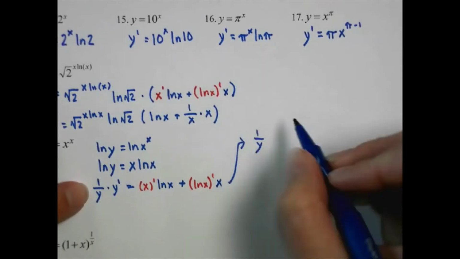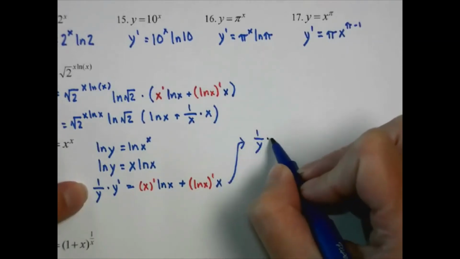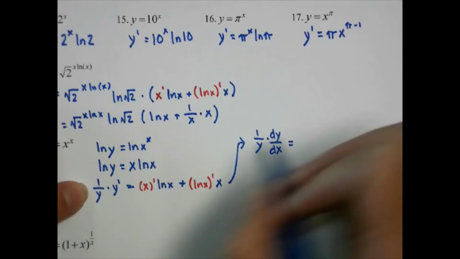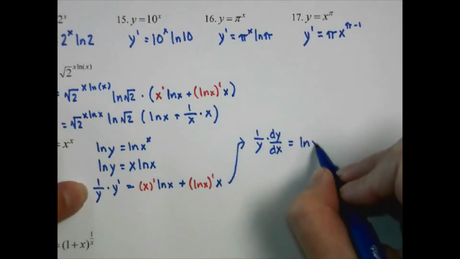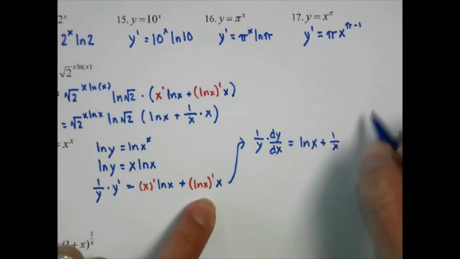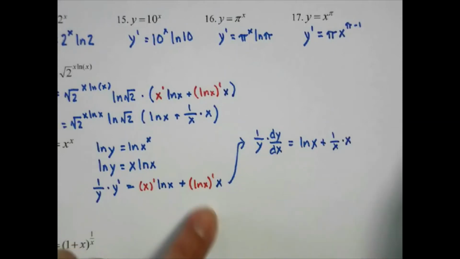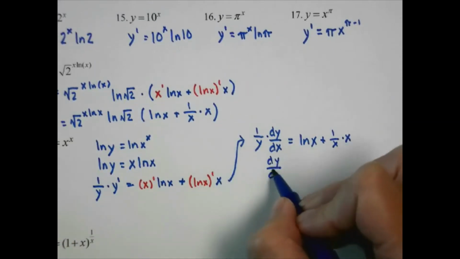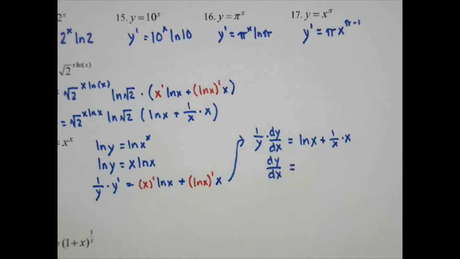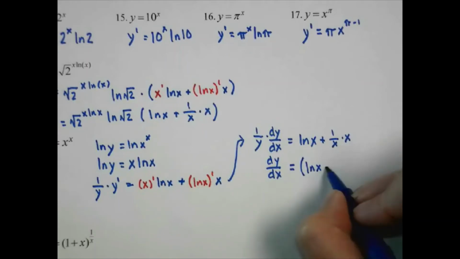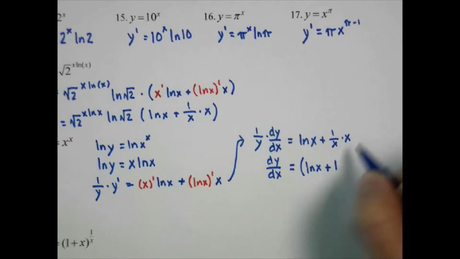So 1 over y times, I'll go ahead and replace that with dy dx, equals 1 natural log of x plus 1 over x times x. So I'm going to have dy dx equals, I'm going to do two things in this step. First thing I'm going to do is simplify that. So that's going to be natural log of x plus 1.